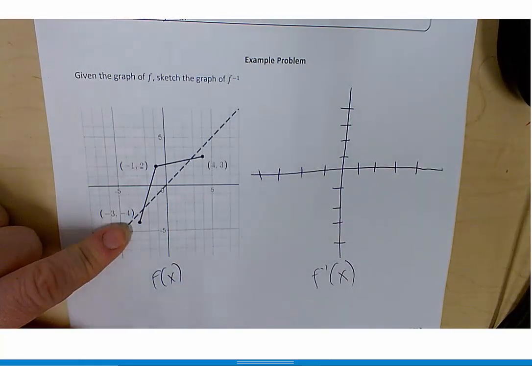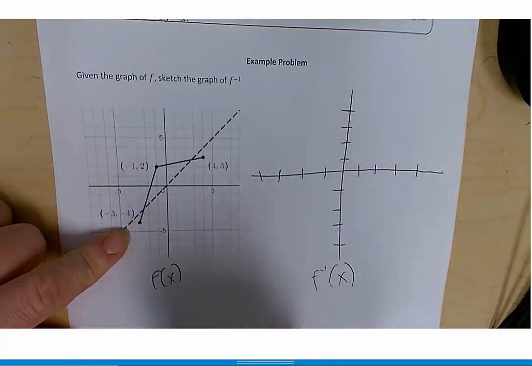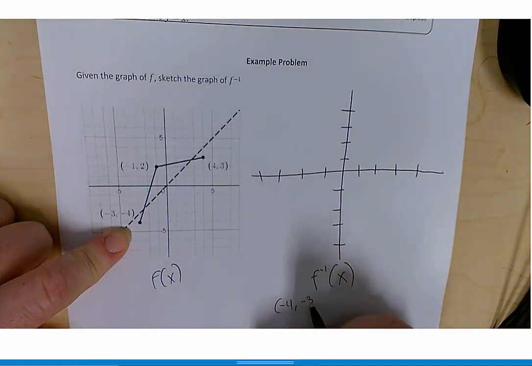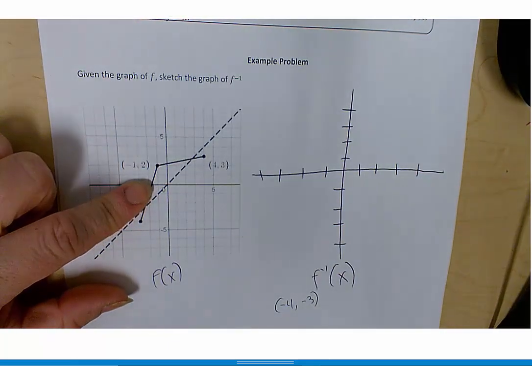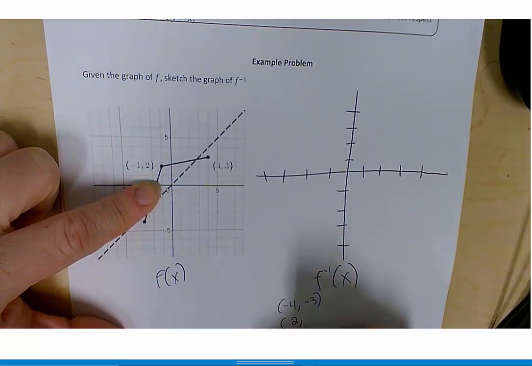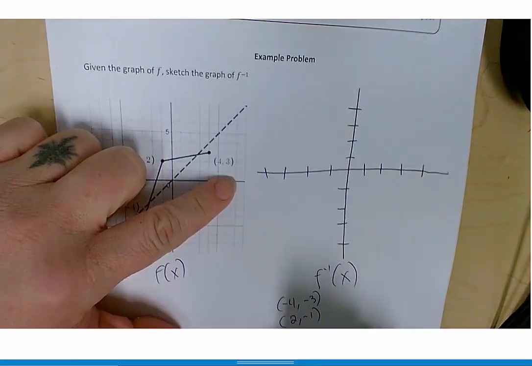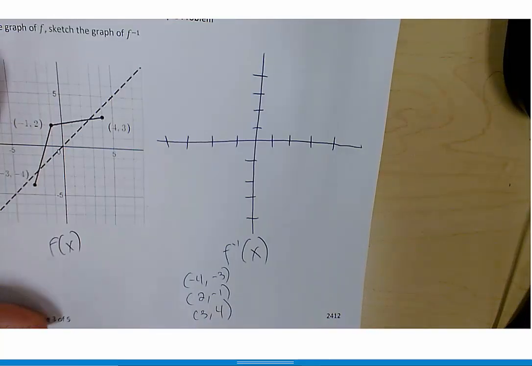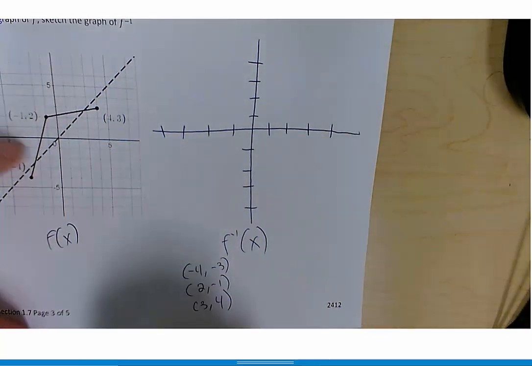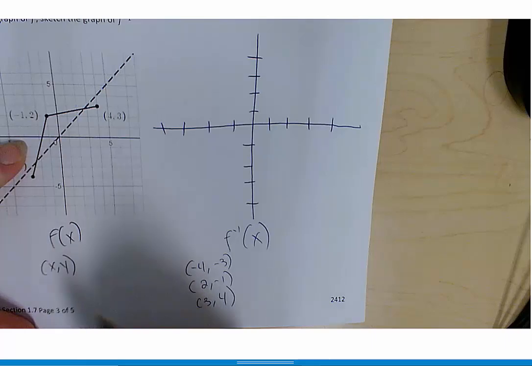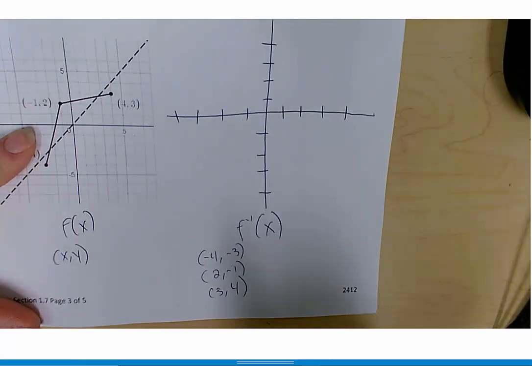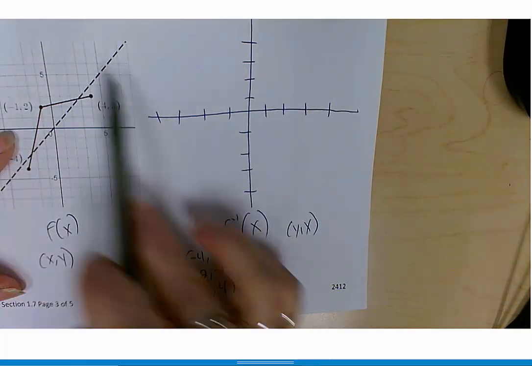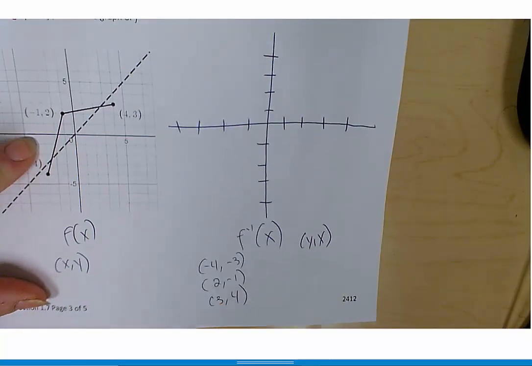And what you want to do is take those points and reverse them. So this point here, -3, -4, I'm going to reverse it and say -4, -3. Over here, we have a -1, 2. So we're going to change that to a 2, -1. And then we have a 4, 3. So I'm going to change that to a 3, 4. Because remember, if we have a point x, y on f of x, that becomes y, x for its inverse. So take your points, flip-flop their positions.